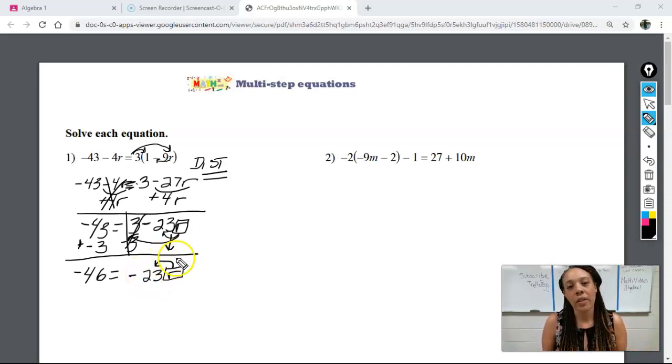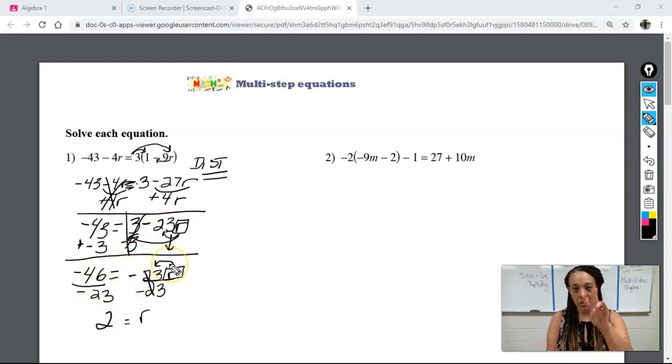So to undo that, we have to do the opposite or inverse operation, divide. So we divide both sides by the entire coefficient here, negative 23. These cancel out, and now I do have r isolated, and I have negative 46 divided by negative 23 is 2. How did I get 2? Well, 23 goes into 46 2 times.